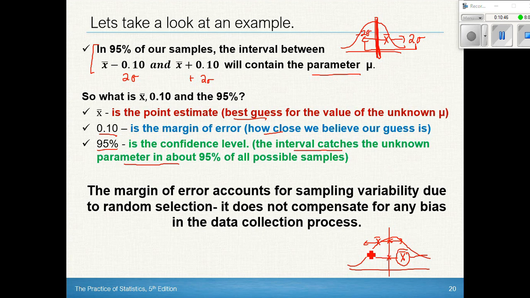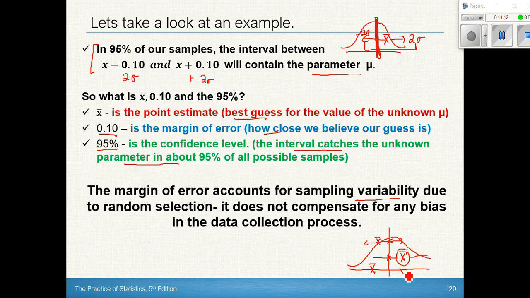So if I take 100 samples, 95 of those samples will be close enough to the population mean that if I give myself a little margin of error, I'll be able to capture the population mean. So the margin of error accounts for sampling variability. Remember, when we take different samples, we're not going to get the same answer each time.